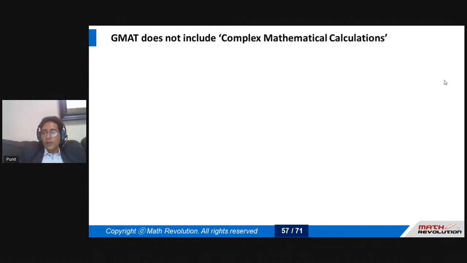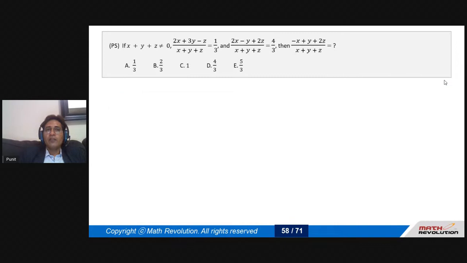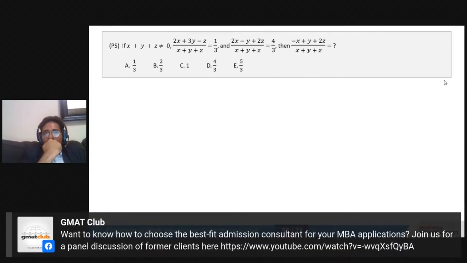Now let's go on quickly to understand what the GMAT does not include, so that you could be very well aware of this. It does not include complex mathematical calculations. You need to understand this fact very well. Let's see this PS question. x plus y plus z is not equal to 0. 2x plus 3y, again that equals 1 over 3.